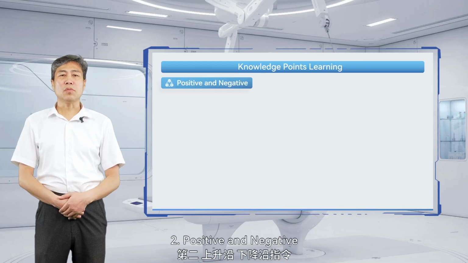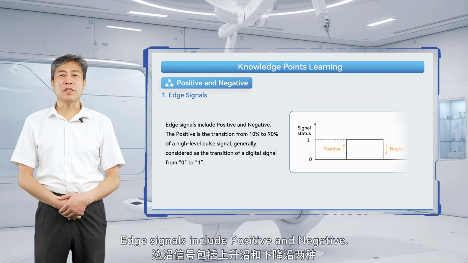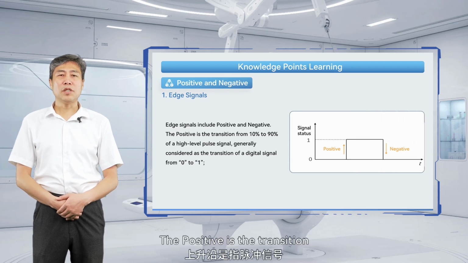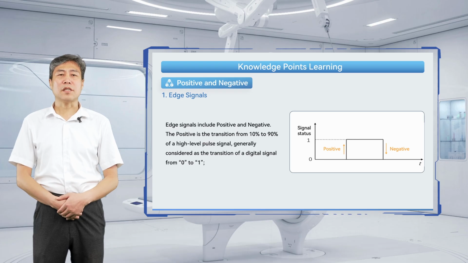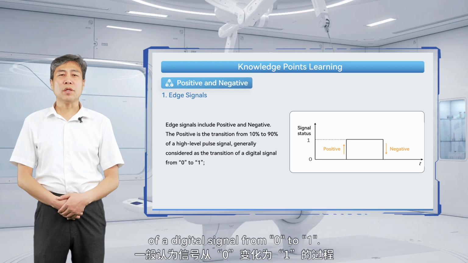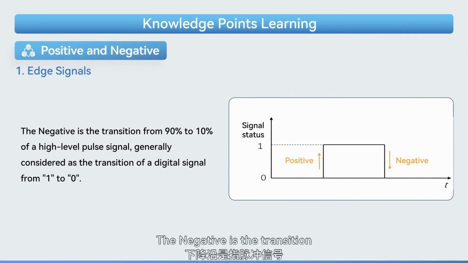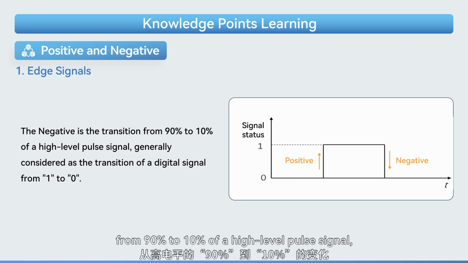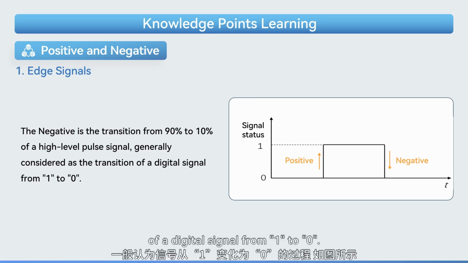2. Positive and negative. Edge signals include positive and negative. The positive is the transition from 10% to 90% of a high-level pulse signal, generally considered as the transition of a digital signal from 0 to 1. The negative is the transition from 90% to 10% of a high-level pulse signal, generally considered as the transition of a digital signal from 1 to 0.